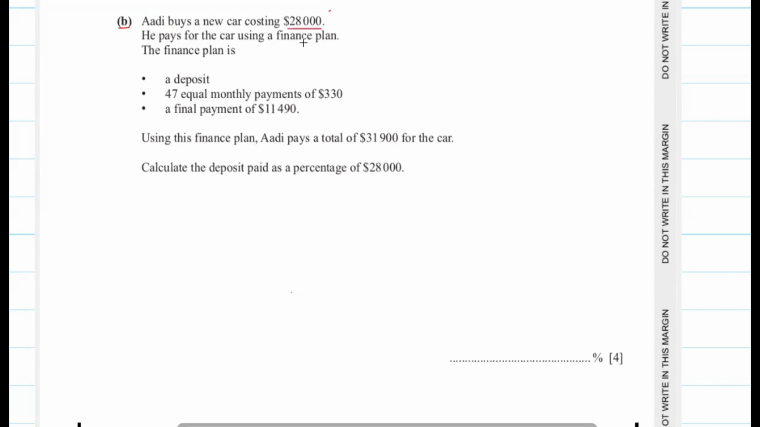Part B, Eddie buys a new car costing 28,000. He pays for the car using a finance plan. The finance plan is a deposit, 47 equal monthly payments of 330, and a final payment of 11,490. Using this plan, Audi pays a total of 31,900 for the car. Calculate the deposit as a percentage of 28,000. Look here, we have to calculate deposit as a percentage of 28,000. Therefore, we can write this deposit percentage as deposit divided by 28,000 multiplied by 100.